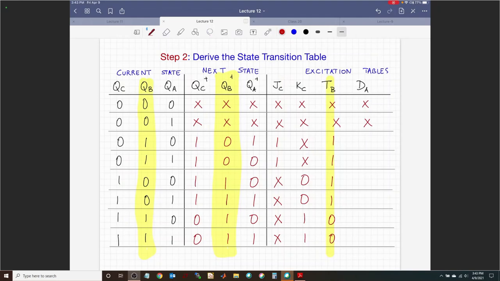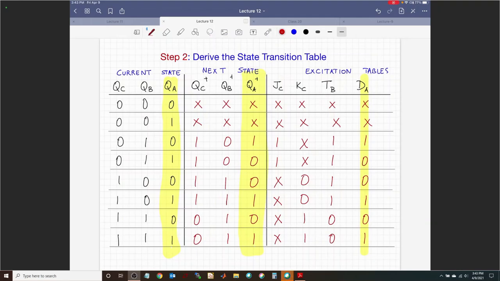At any time, if you guys have questions about how I'm doing this, you have to bring it up. I'm moving to the D. How will QA transition to QA plus? Well, DA should equal QA plus. So DA is QA plus, right? That's the characteristic equation of the D flip-flop. So whatever is in the QA plus column, I'm just going to copy over to DA. So I have 1 0 0 1 0 1. I've just copied over whatever was there in the QA column.